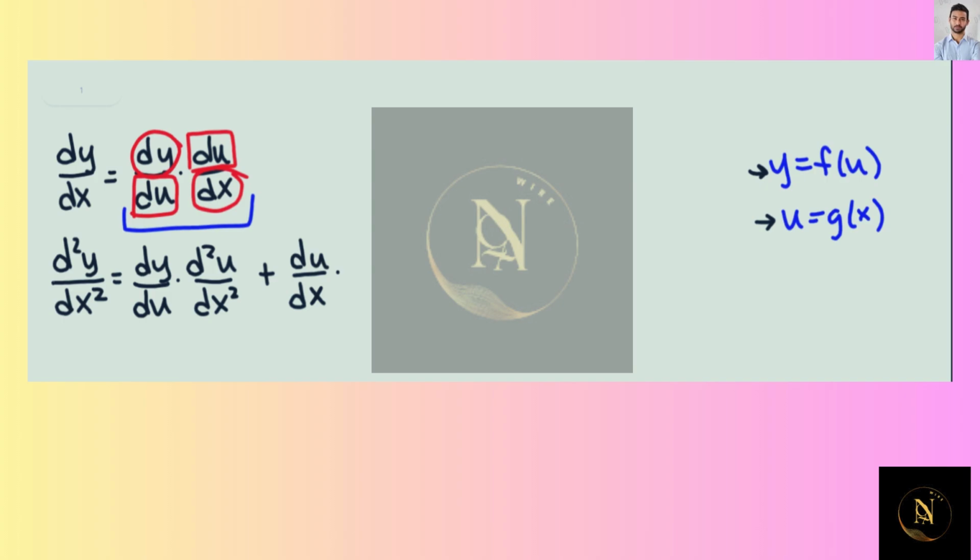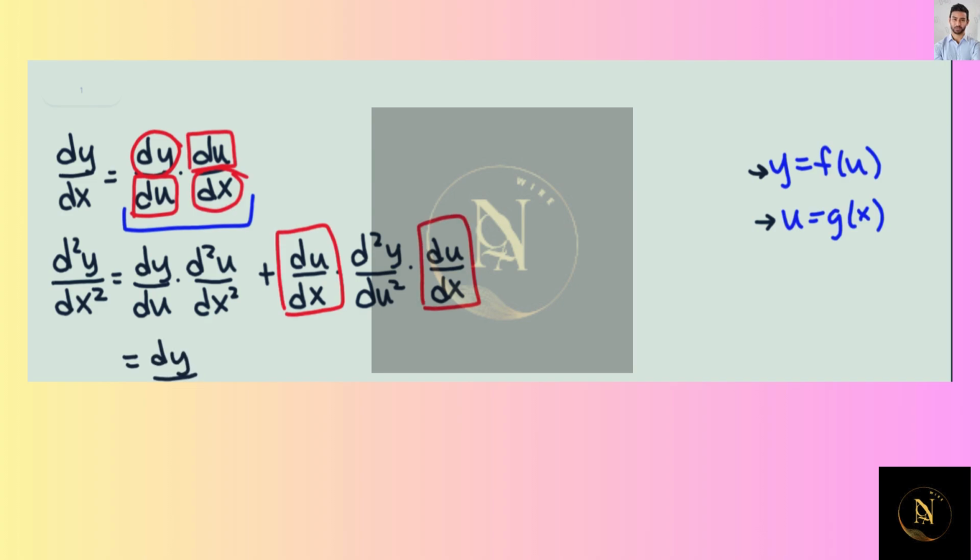But remember that we have to use the chain rule every time we're differentiating y. So we're going to have d squared y du squared, and then times the derivative of the inside, which is du dx. So notice in our second term we have du dx twice, so we can go ahead and square that. And we have dy du times d squared u dx squared plus du dx squared times d squared y du squared.